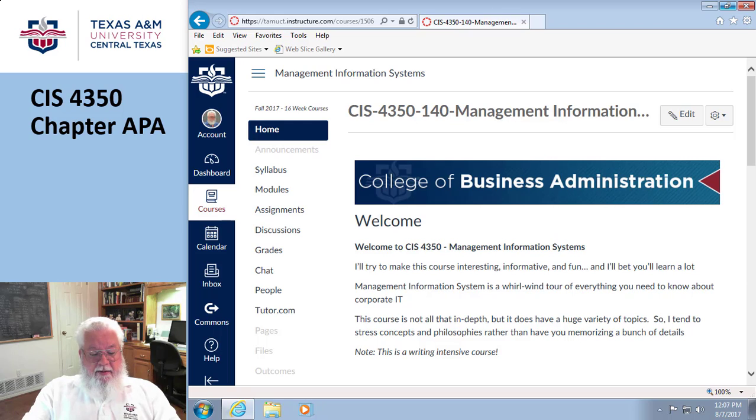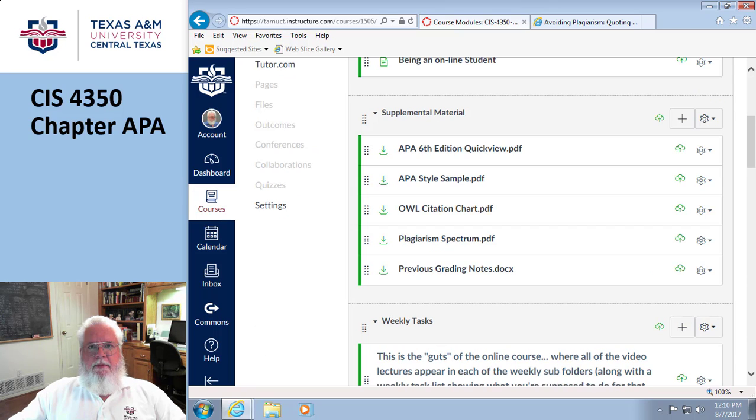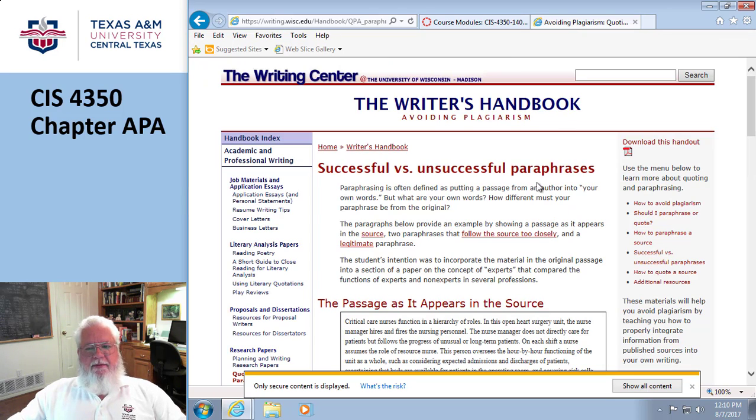A lot of people just flat don't understand what paraphrasing is all about. Paraphrasing is not taking a source document and kind of tweaking it, okay? That's not paraphrasing, okay? Not at all. So let's take a look at some examples of basically how to do paraphrasing.